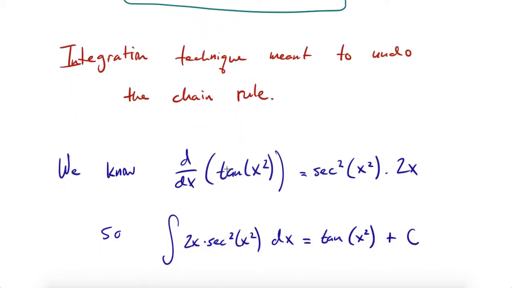We know if we want to take the derivative of something like tangent of x squared, that's a chain rule problem, right? So we take the derivative of tangent and get secant squared. We leave this x squared alone. You leave the inside alone at first. Then you multiply by the derivative of the inside function, so in this case 2x.